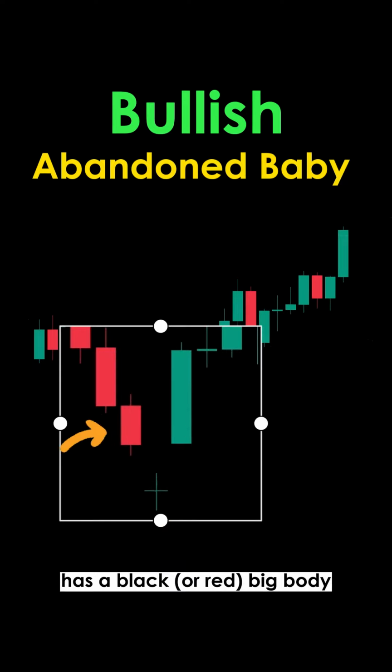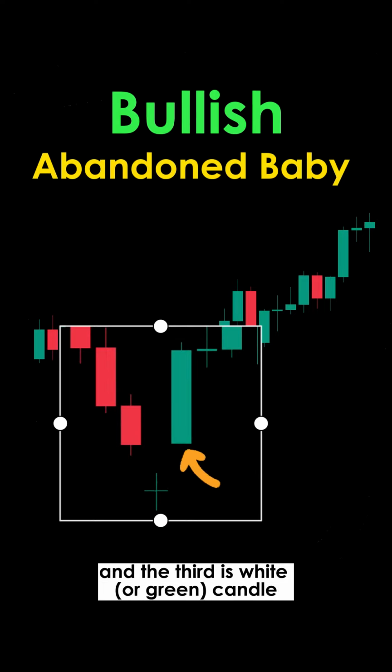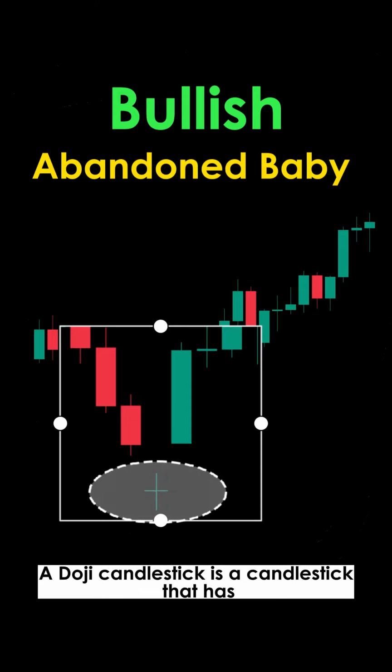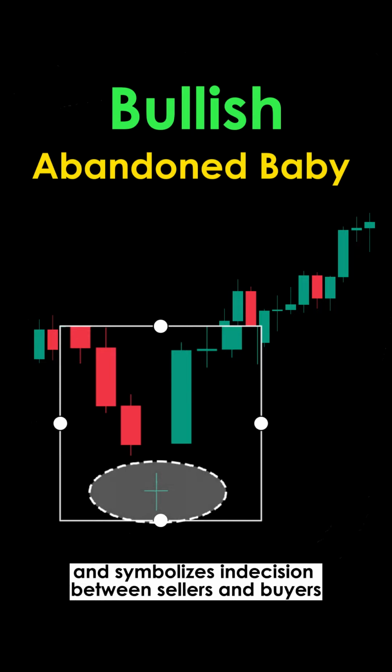The first candle has a black, or red, big body, the second is a small and bearish candle, or a doji, and the third is white, or green, candle. A doji candlestick is a candlestick that has the same opening and closing price, and symbolizes indecision between sellers and buyers.